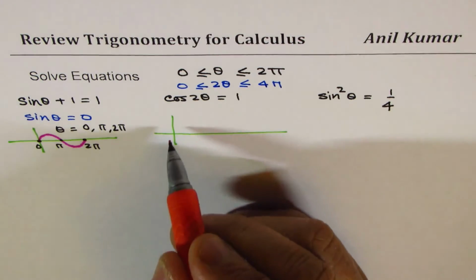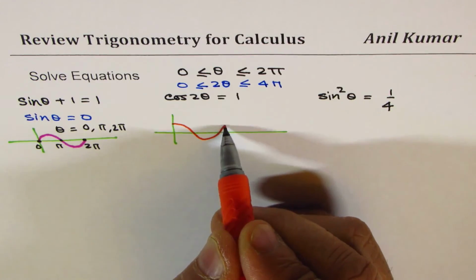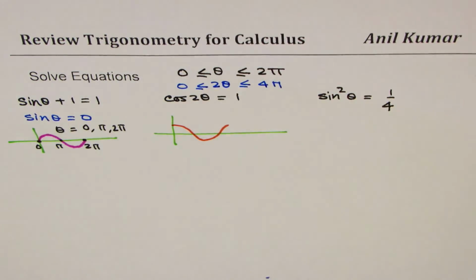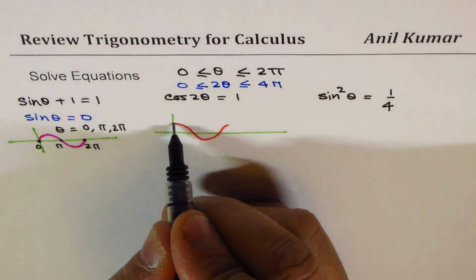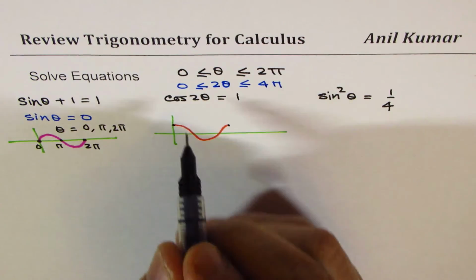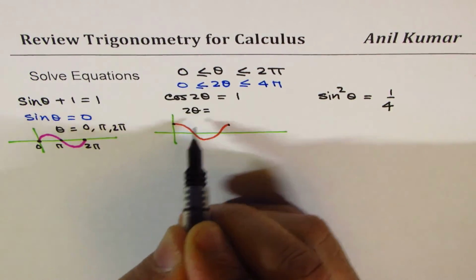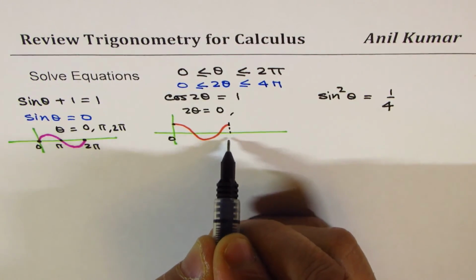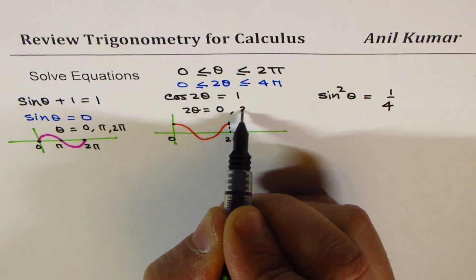For the cosine function, it starts with 1 and it ends with 1. And it does have a period of 2 pi, correct? When you say 1, it means we are actually looking for 2 theta equals 0, or this is 2 pi.